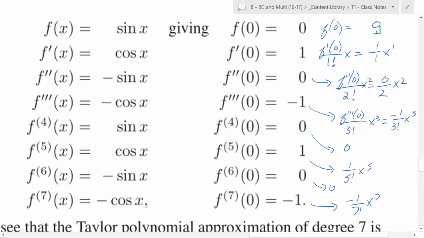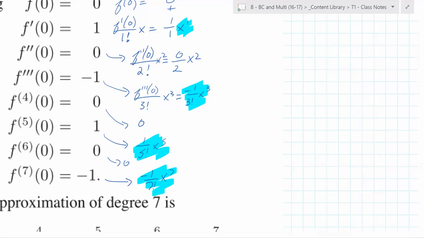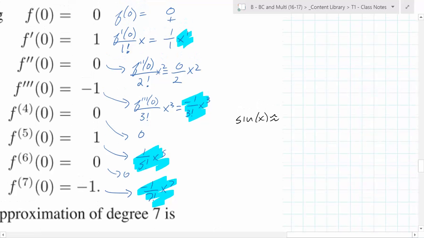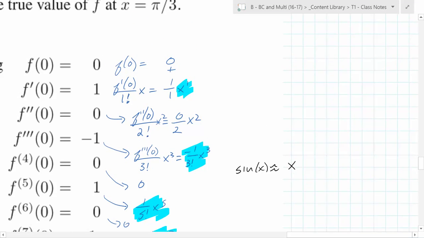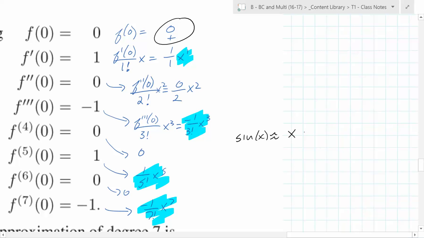So which terms are we left with? We're left with this one, and when we put them all together, what do we end up with? We end up with this. Sine of x is equal to approximately what? It's x. Remember, this is 0, so it's x plus what? x minus x to the third over 3 factorial plus x to the fifth over 5 factorial minus x to the seventh over 7 factorial. Exactly. That is the seventh degree Taylor polynomial approximation.